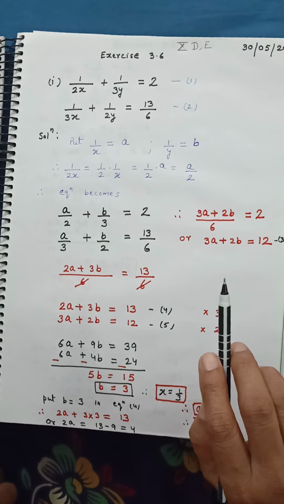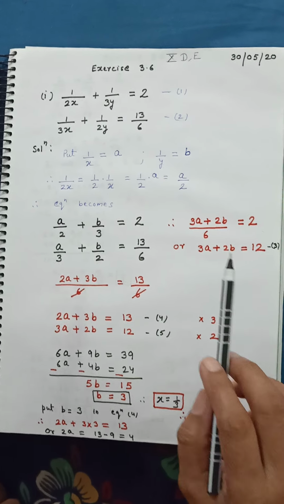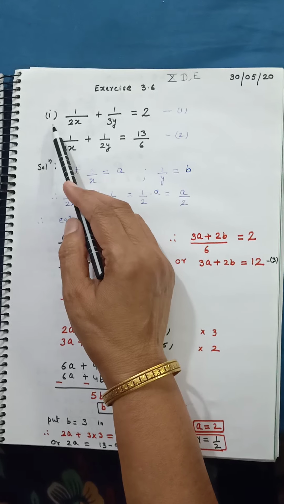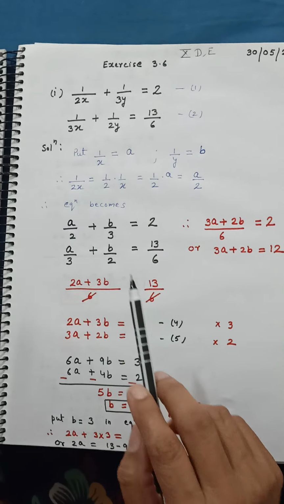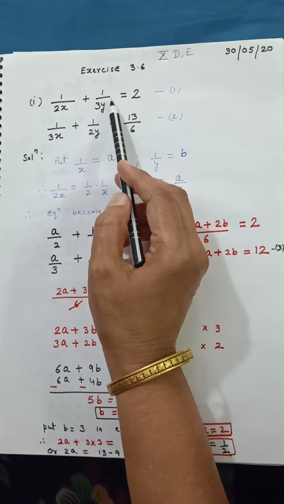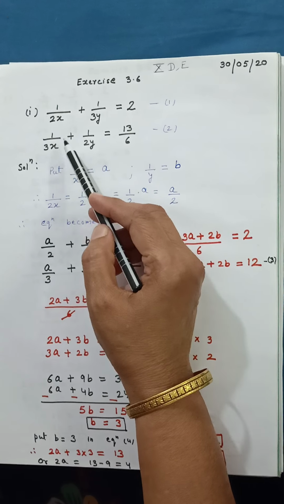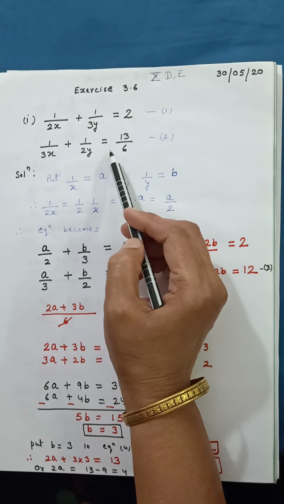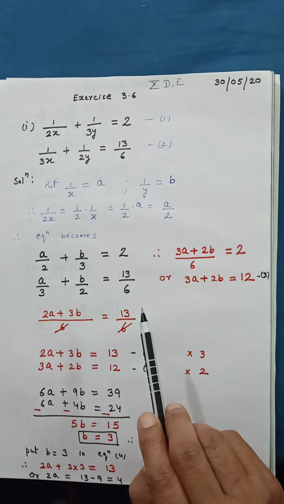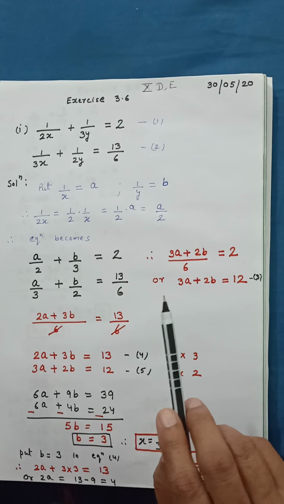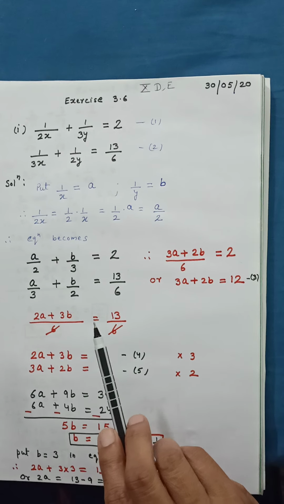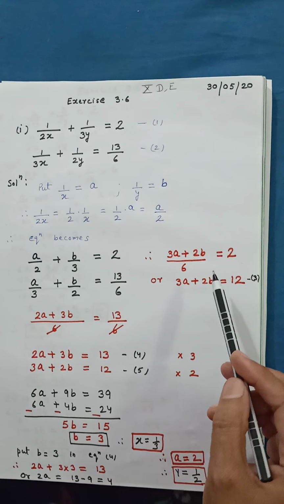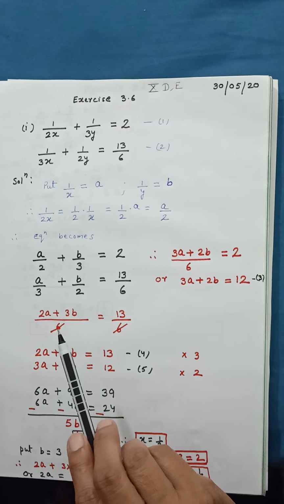Good morning, class. Let us solve exercise 3.6, question number 1, first part. The question is 1 upon 2x plus 1 upon 3y is equal to 2, and 1 upon 3x plus 1 upon 2y is equal to 13 upon 6. We know the standard form is ax plus by plus c is equal to 0. So let us try to convert this equation into the standard form.